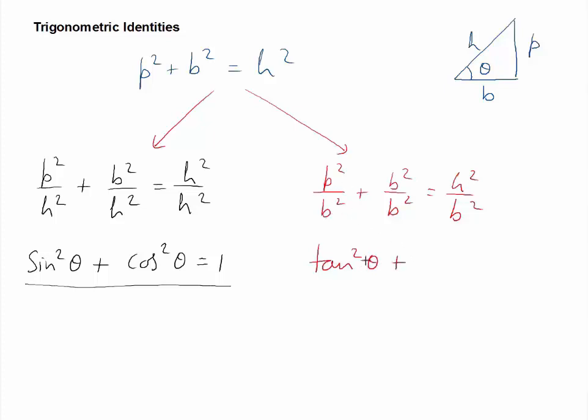So this will become square of tan theta, which is tan square theta. B square by b square is 1. H by b is sec theta. So this will become sec square theta. So this is another formula you must memorize.